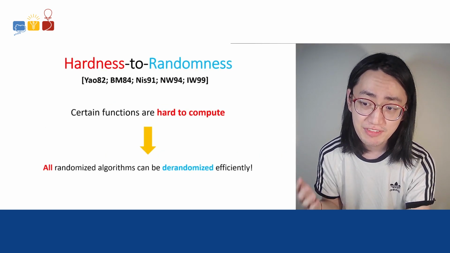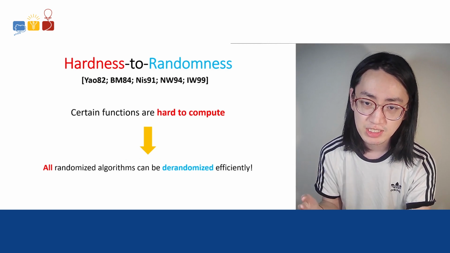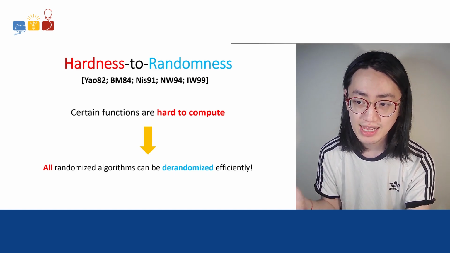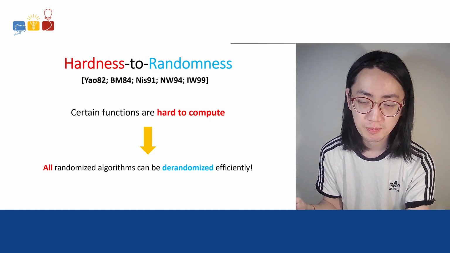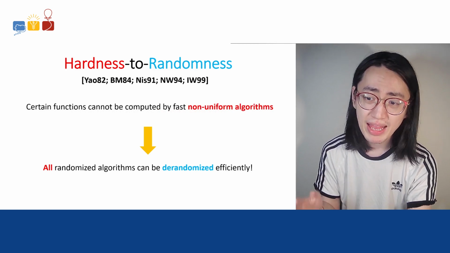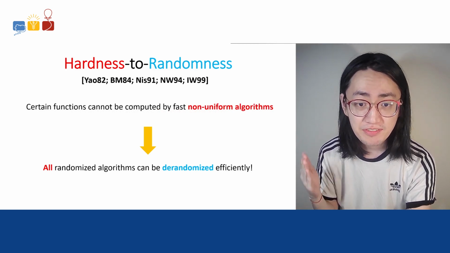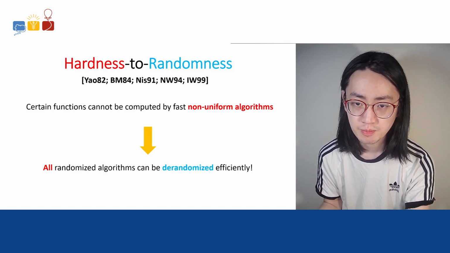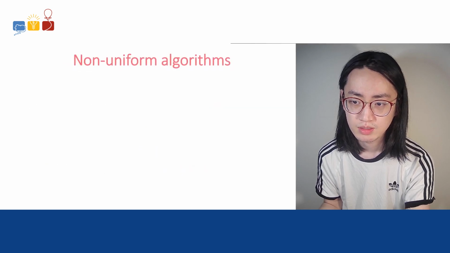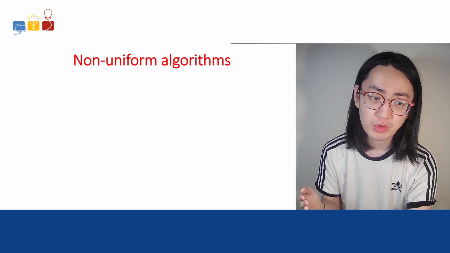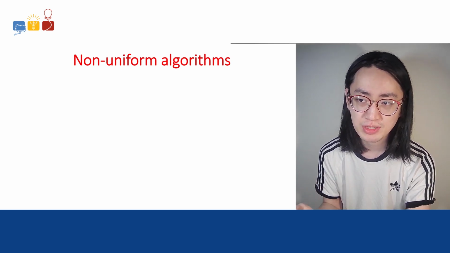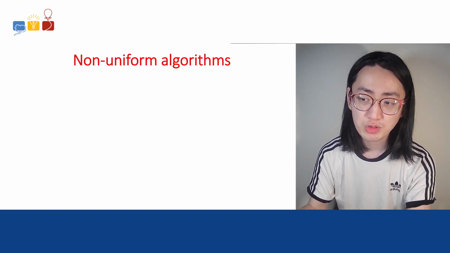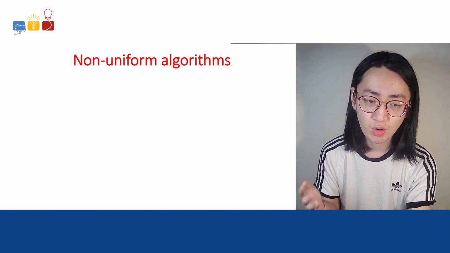So now let us clarify what it means by certain functions being hard to compute. Recall that previously we have such an intriguing connection between hardness and randomness. By hard to compute, we mean that certain functions cannot be computed by fast, non-uniform algorithms. So now we need to introduce the concept of non-uniform algorithms. It's also called circuits in many textbooks, but here we'll just use the term non-uniform algorithms as it's more intuitive than circuits.